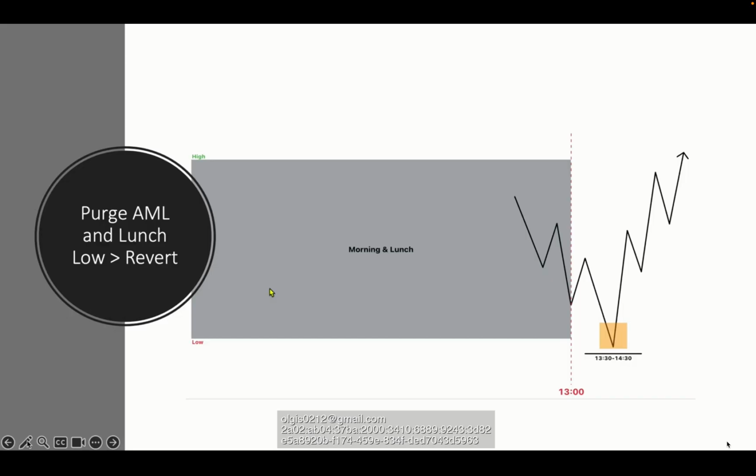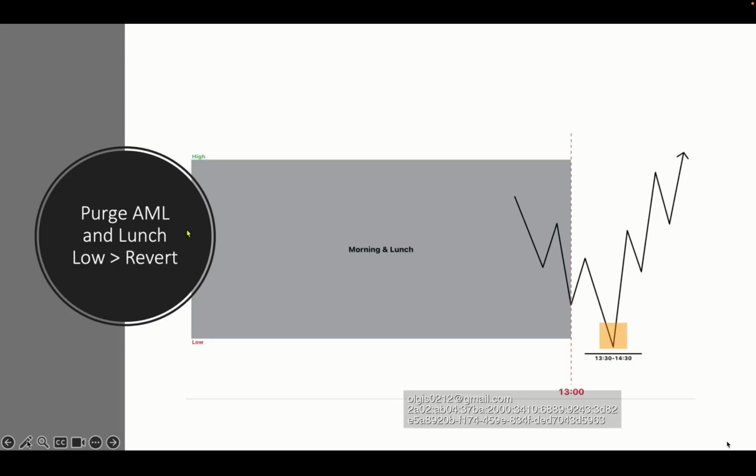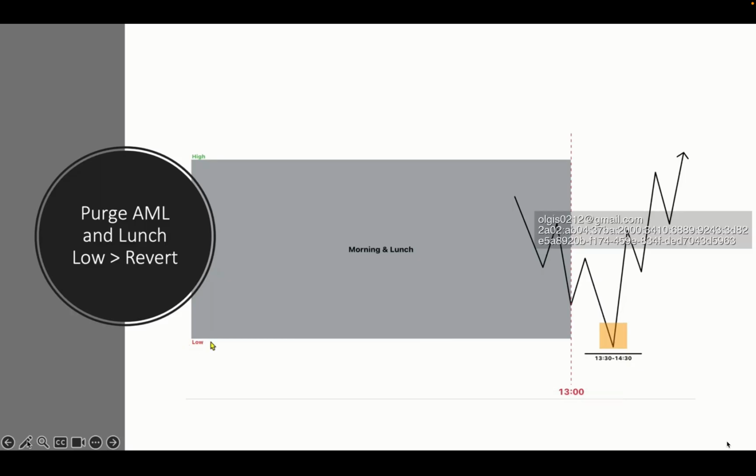And then the final scenario we're going to look at from these simple schematics is the following. It is a purge of the AM low and lunch low followed by a revert. Again, this occurs when the market has created either relatively equal lows during the morning session and during lunch, or that the lunch session already took out the morning's low, but relatively speaking, price is already below the morning low, so therefore we can anticipate that the market will try and seek the nearest possible key sell side liquidity, which is below the lunch low.